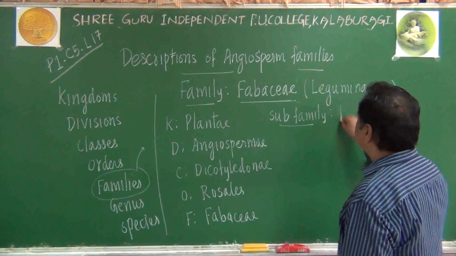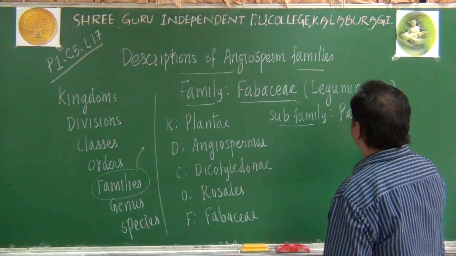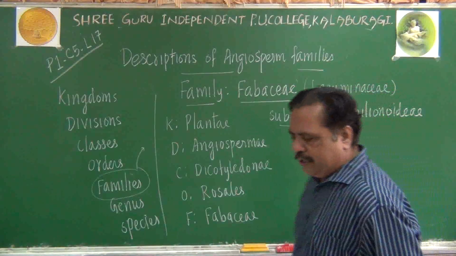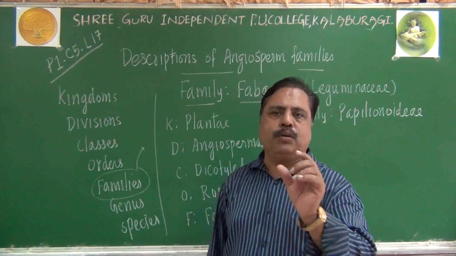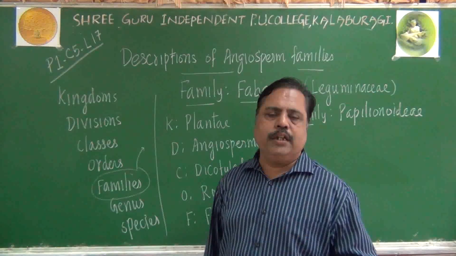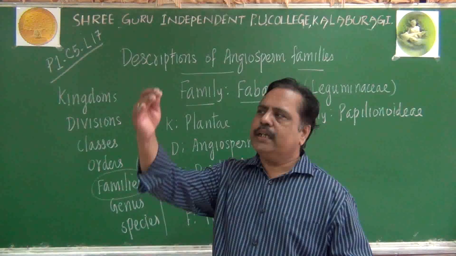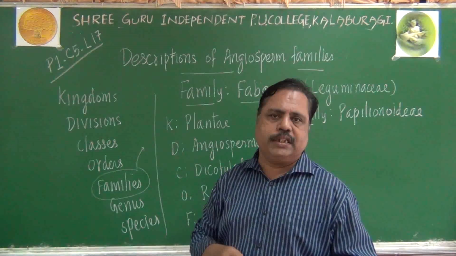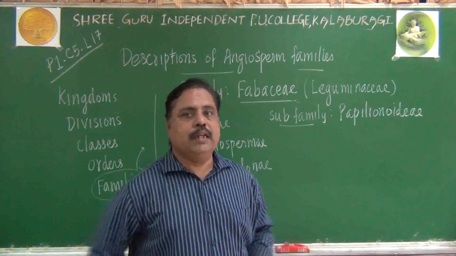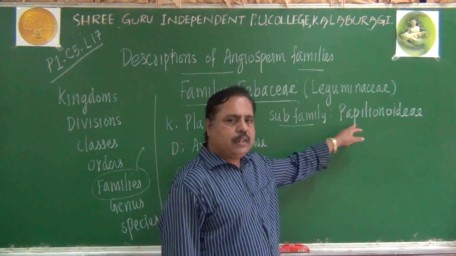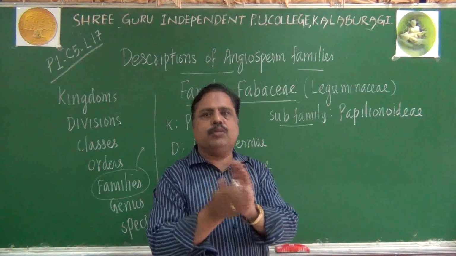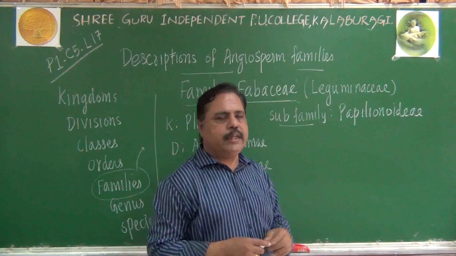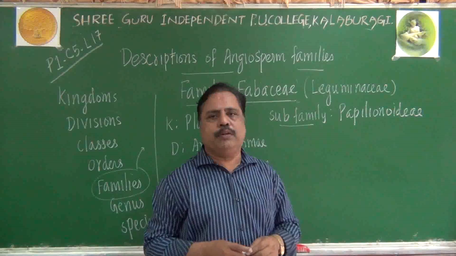That subfamily is known as Papilionoideae. You have heard about Papilionaceous corolla. When I was telling you about aestivation, we studied there is a descendingly imbricate aestivation, otherwise papilionaceous aestivation, or vexillary aestivation, that comes under this family. The plants which have that aestivation are kept under this subfamily called Papilionoideae.